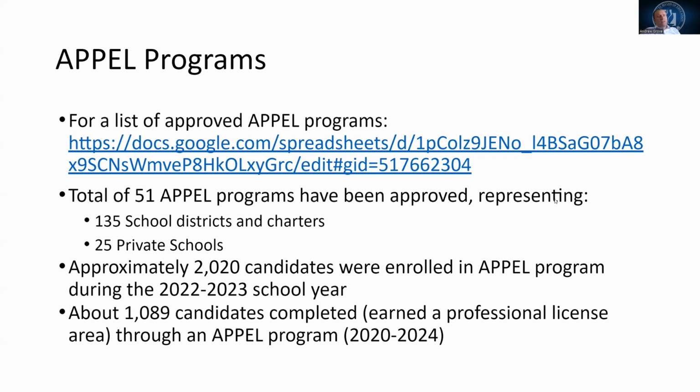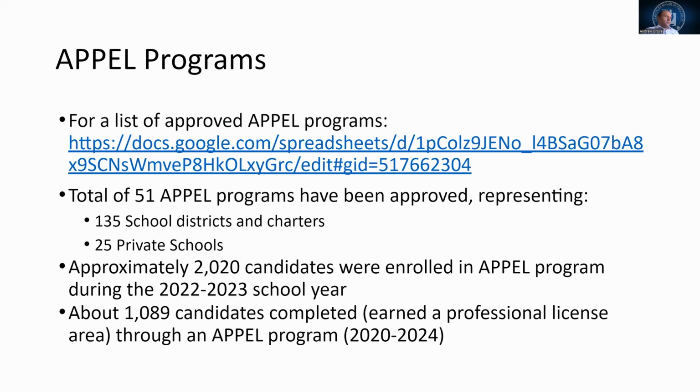So on this slide, we're just going to talk a little bit about data, some of the numbers in the APPEL program. And this is also a link you're welcome to look at. It's a public-facing document on our website that should have most of your information on it if you are the APPEL director. If you are not the APPEL director, but you primarily run the program, you may not see your name on that list. It's basically a list of all the APPEL programs, the name of the director, and their number and email. Right now we have 51 APPEL programs, and that number usually moves up or down by one or two a year.